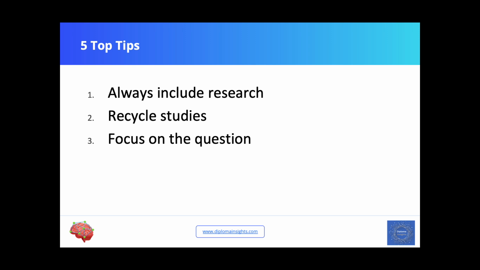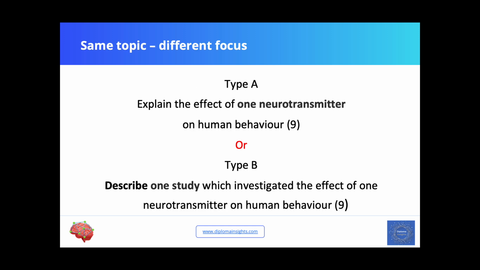Top tip number 3 is make sure that you focus on the question. Short answer questions are normally 2 different types. Type A is one that wants you to focus on the topic. For example, here the topic of neurotransmitter is the focus of this question. Whereas for type B questions, they ask you to focus on the study. So read the question carefully and think about, is it asking me to focus on the study or is it asking me to focus on the topic?